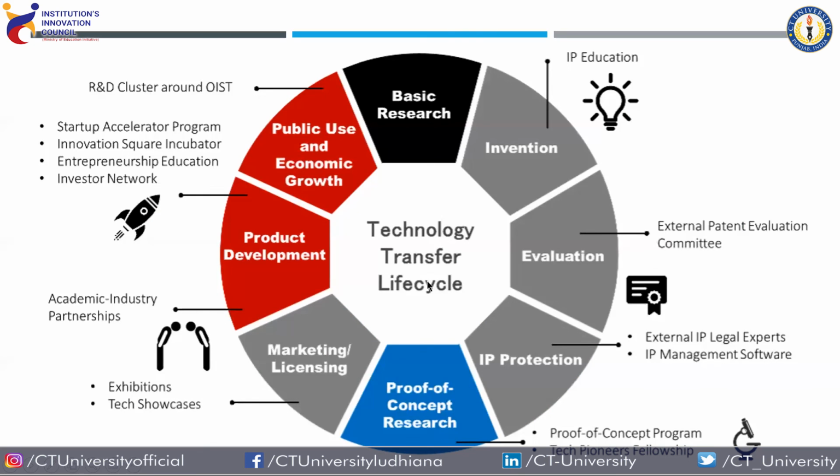The product development and public use for economic growth are basically TRL levels 8 and 9, where the industry is involved. The invention, evaluation, and IP protection are done in TRL levels 1, 2, and 3, basically basic research. The proof of concept and the marketing, licensing, etc. is the 4, 5, 6 part of TRL levels. So TRL levels and the technology transfer life cycle are intermingled with each other, and they can't be differentiated separately.